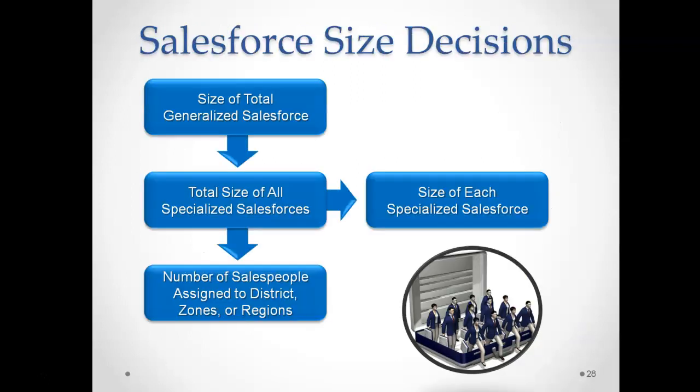Other decisions: this is just a diagram to put it another way. What's your total sales force? And then are you going to have a specialized sales force? If you remember back to sales channels, determining whether we're going to have different sales channels, and if so, what's going to be the size of each specialized sales force? And then determining down into that territory area.